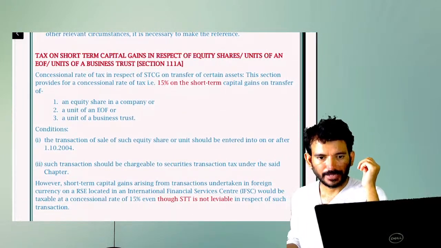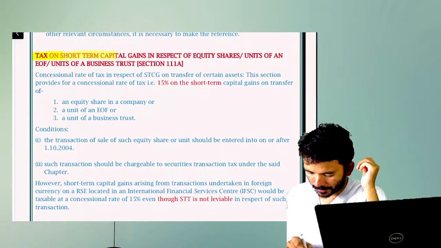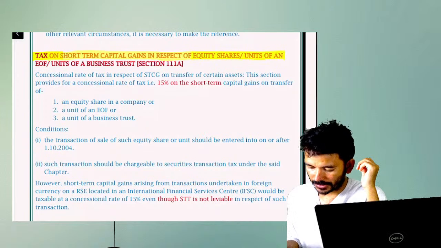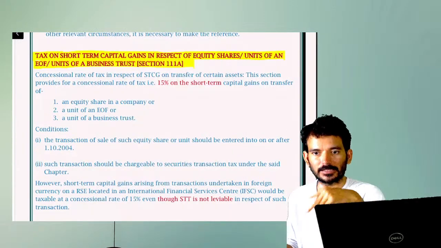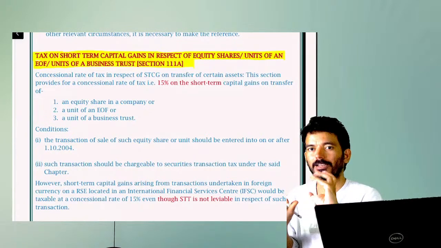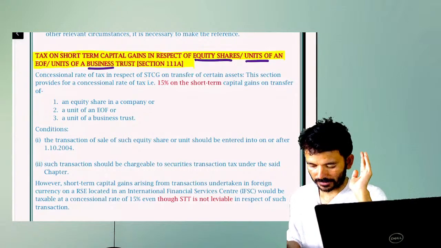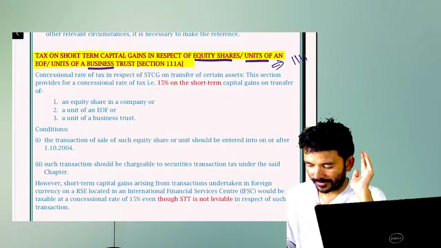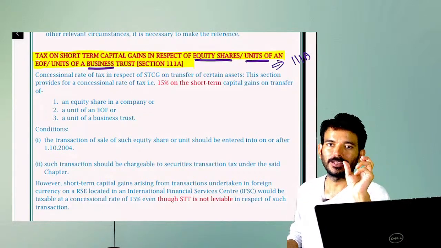Yeah, here pay some attention guys. Tax on short-term capital gain in respect of equity shares, units of an equity oriented fund, units of a business trust, section 111A. See, for other short-term capital gain, other than this, it is 111. 111A is only for these financial instruments like equity shares, units, business trust units. So remember that A is only for these instruments, otherwise it's only 111.